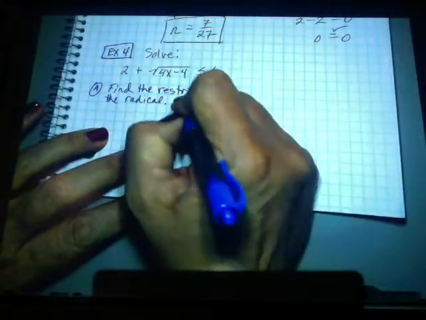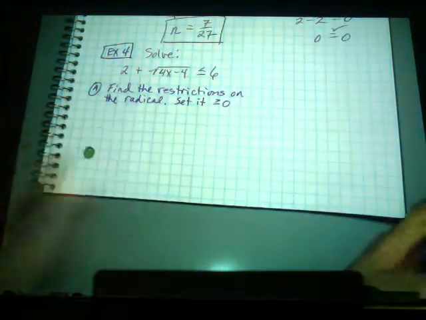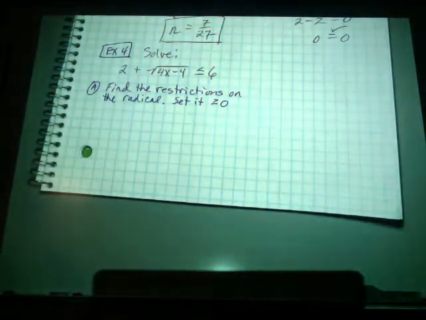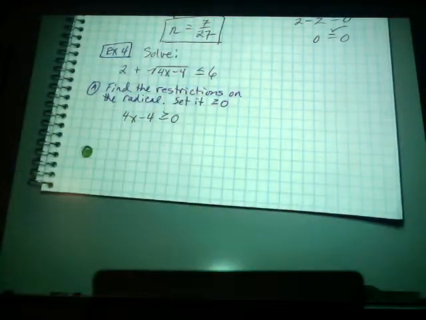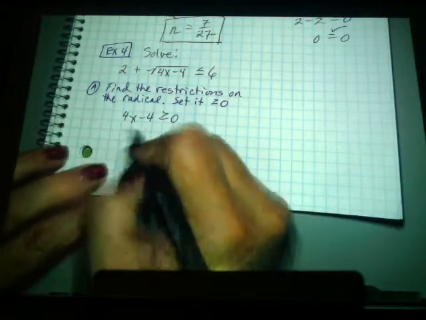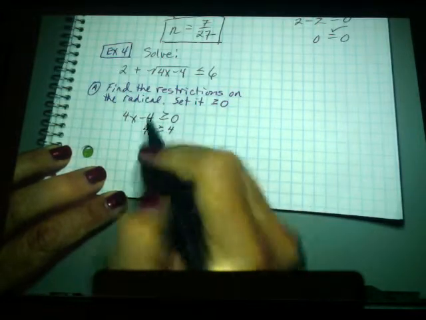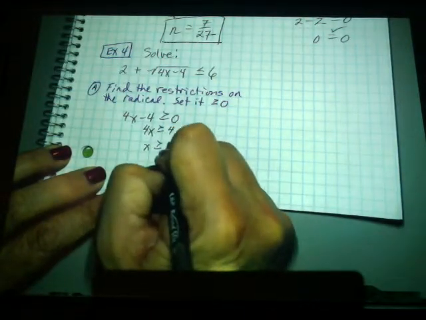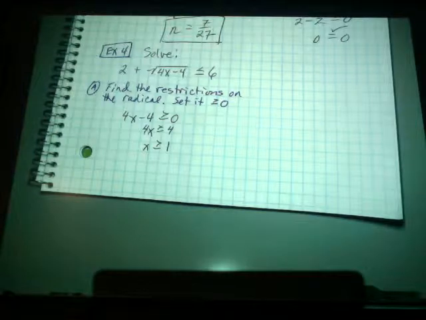So you're going to set it greater than or equal to 0. Just what's under the radical. So we're going to ignore the radical and just take that value, 4x minus 4, and set that value greater than or equal to 0, because I'm finding those restrictions. So solve for x. Add a 4, I get 4x greater than or equal to 4. Divide by 4. X is greater than or equal to 1. So my x must be greater than or equal to 1 so far.